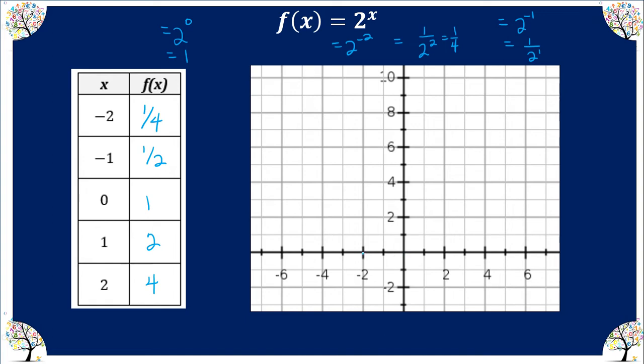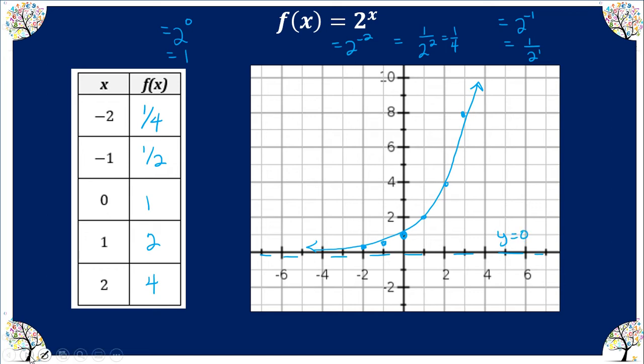So we have -2 and then 1/4. And then we have -1, 1/2. And then we have our y-intercept, 0, 1, and 1, 2, and 2, 4. And we could even plug in 3, and that would give us 8. So we can see that our graph is increasing. It has an interval of increase, and it gets closer and closer to the asymptote. The asymptote again here is y equals 0.